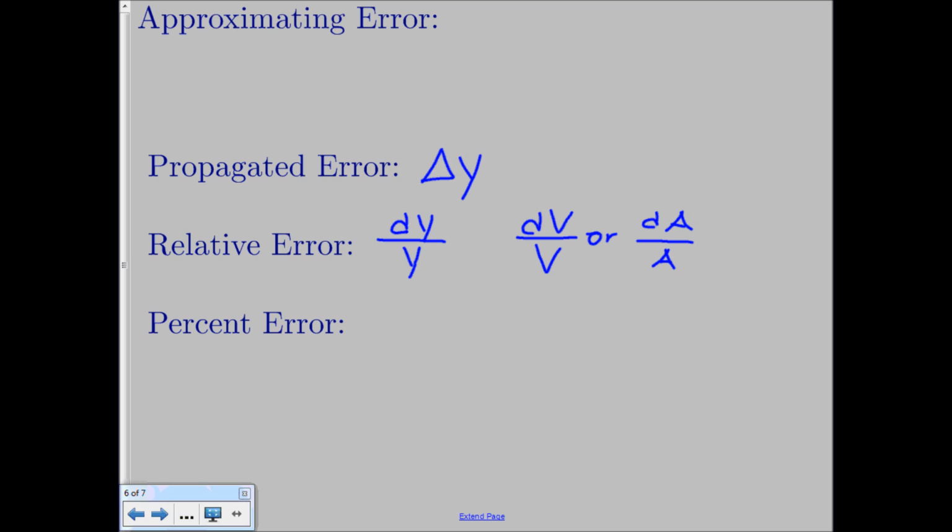And then we have your percent error, which is just your relative error written as a percent. So all you do is you take your relative error and multiply it by 100. And so those are your 3 types of errors. The percent error just tells you by what percent you are making an error. Pretty easy to figure out. So now let's do an example.